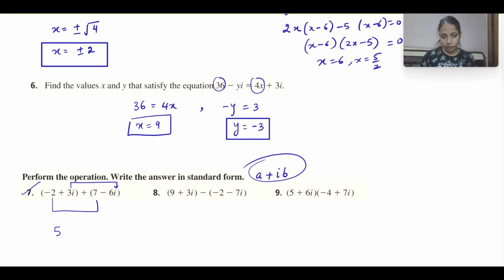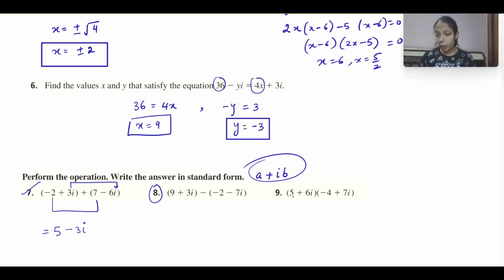Imaginary added to imaginary: plus 3i minus 6i, so minus 3i. Okay. Eighth question, you can try yourself. Let's start ninth. I have to do multiplication.